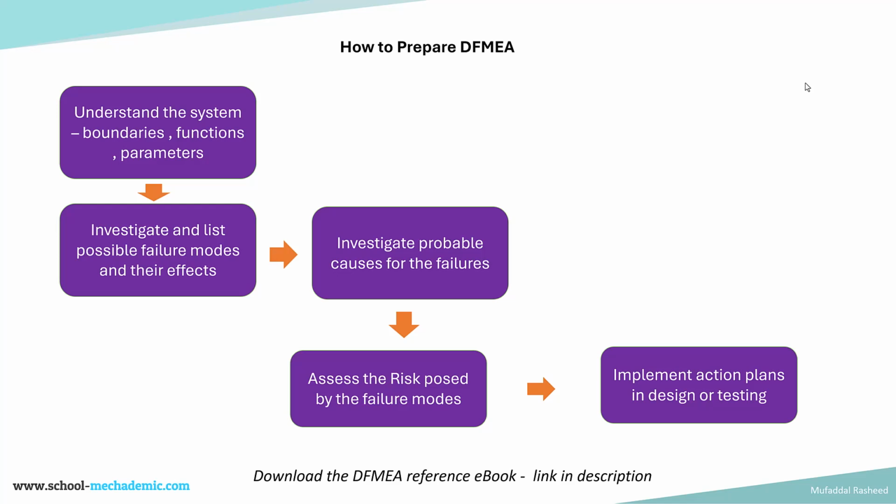Next, after finding out the failure causes, we list them down corresponding to the failure modes, and then we assess the risk posed by the failure modes. Each and every failure mode will have a certain risk associated with it, as we had seen: severity, occurrence and detection. We assess the risk corresponding to that failure mode, and then we implement the action plans for correction of the design, for improvement of the design through testing or analysis. Through analysis or testing, we find out these failure modes and then we improve the design and then release the improved design. So that's a general workflow for a DFMEA for a design engineer.